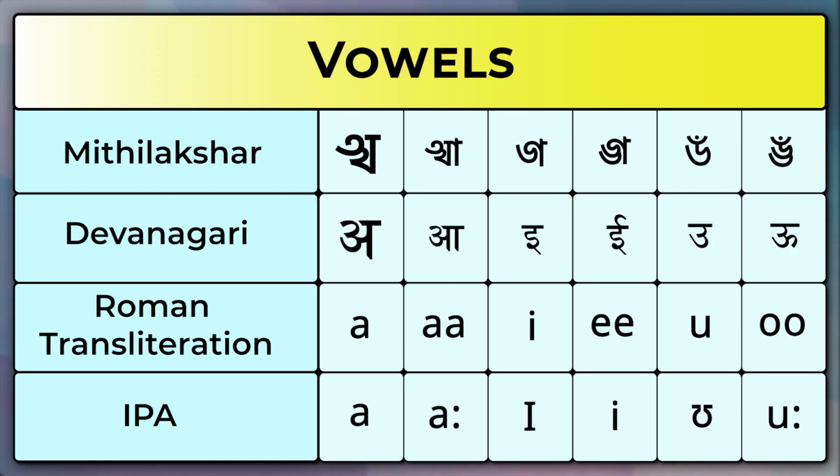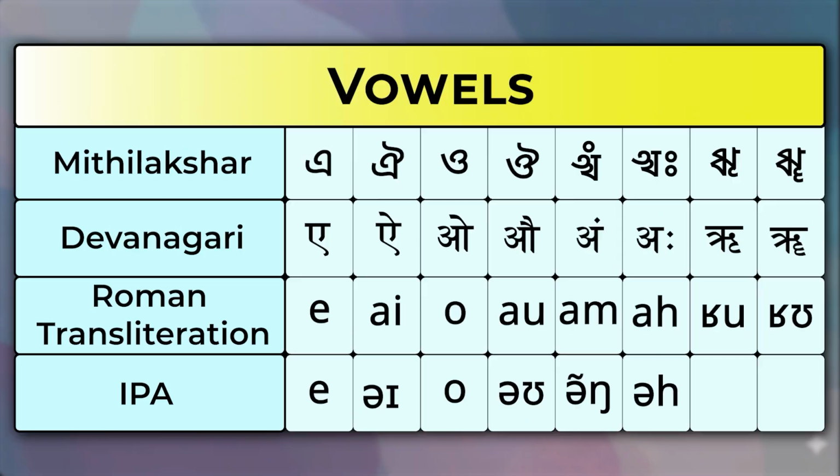This is A, this is A, this is E, this is U, this is U, this is A, this is I, this is O, this is Au, this is Ang. Ang is actually not a vowel. It is used to make you aware of the Anuswara.